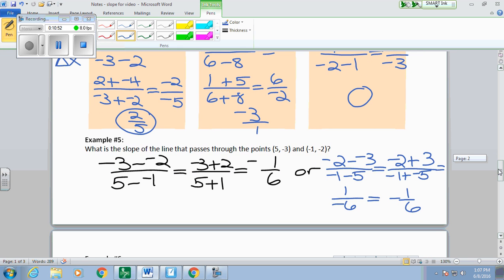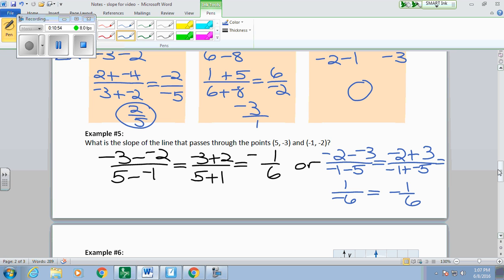Hopefully you were able to get negative 1/6 as your answer. What I am doing for you here is, in the black, showing what your slope would come out to be if you chose to use the negative 3 first. And then in the blue, I am showing you if you said, I want to switch the order and start with the negative 2 instead.